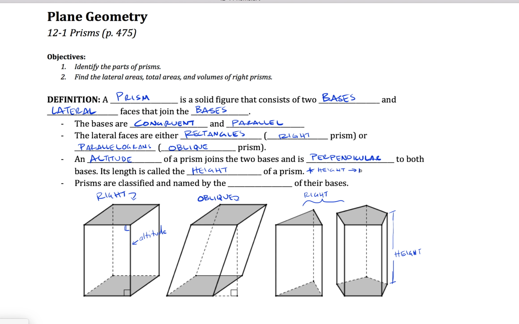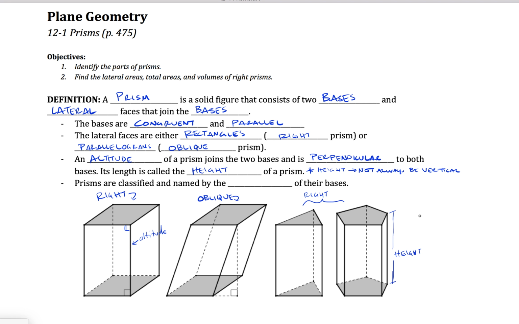One thing you might want to make a note of: the height will not always be vertical. In other words, there might be some pictures where the prism doesn't stand upright like this with the bases on the top and bottom. It might be tipped over on its side, where the bases are the right side and the left side of the picture. In that case, the height would be horizontal.